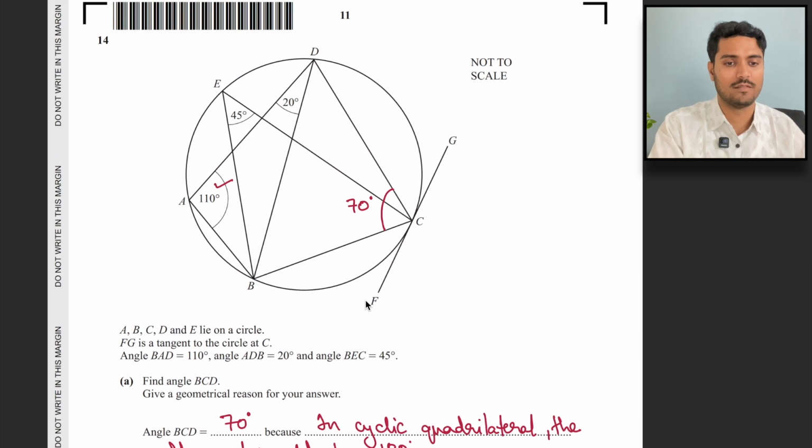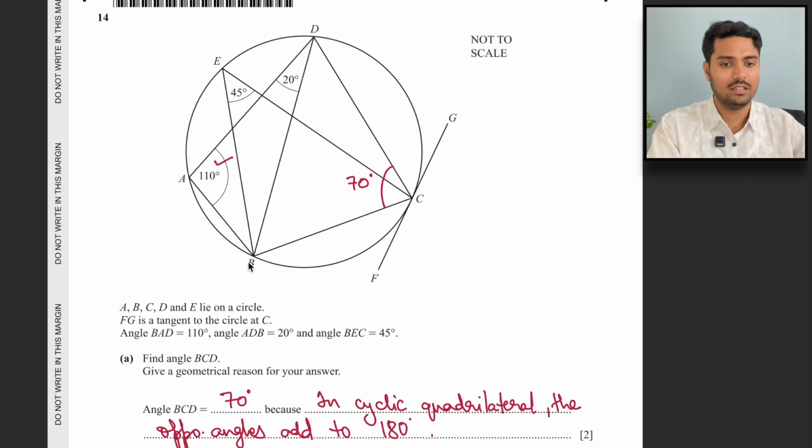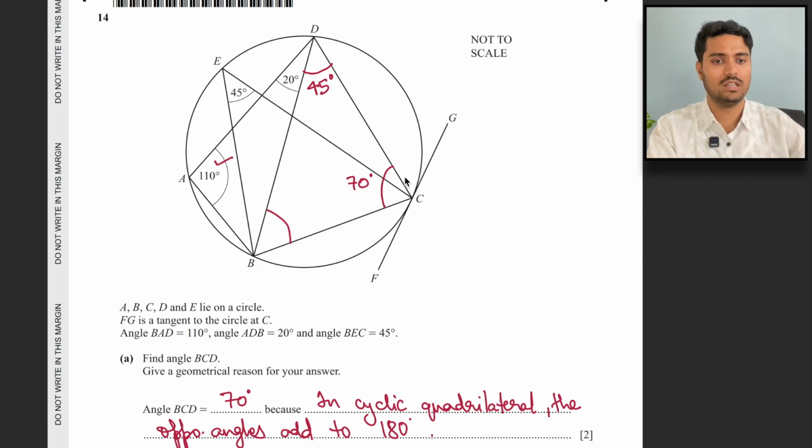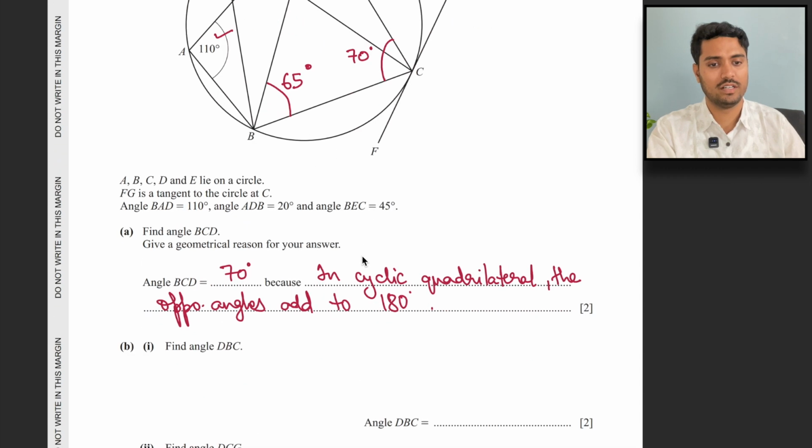Next question, find angle DBC. They are asking us to find this angle. To find this angle, we already have this angle in triangle DBC. We have this angle, we don't have this angle. So this angle will be 45 degrees. Angles in the same segment are equal. BEC and BDC are subtended from the same arc BC. That's why this will also be 45. So if this is 70, that is 45, this is going to be 65 degrees.